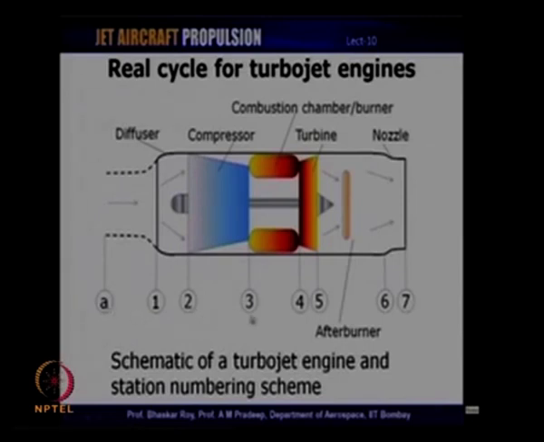I have also indicated certain numbers beneath each of these components, which are basically the station numbers which we will use in our cycle analysis. For example, A primarily denotes the free stream, 1 is for the diffuser entry, 2 is for the diffuser exit, which is also the compressor entry. Station number 3 is for the compressor exit, which also happens to be the combustion chamber inlet. 4 is the combustion chamber outlet and the turbine inlet. 5 is the turbine outlet, and 6 is the afterburner exit or the nozzle entry, and 7 is the nozzle exit.